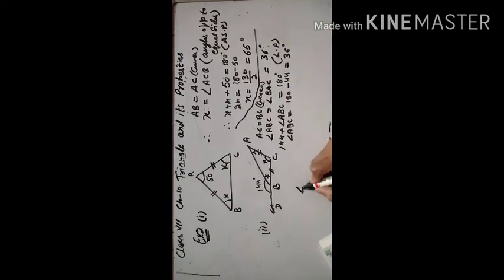Now angle ABC plus angle BAC plus x is equal to 180 degree. Angle sum property: 36 and 36 plus x is equal to 180 degree. Now x is equal to 180 minus 36 plus 36, that is 72. x is equal to 108 degree.